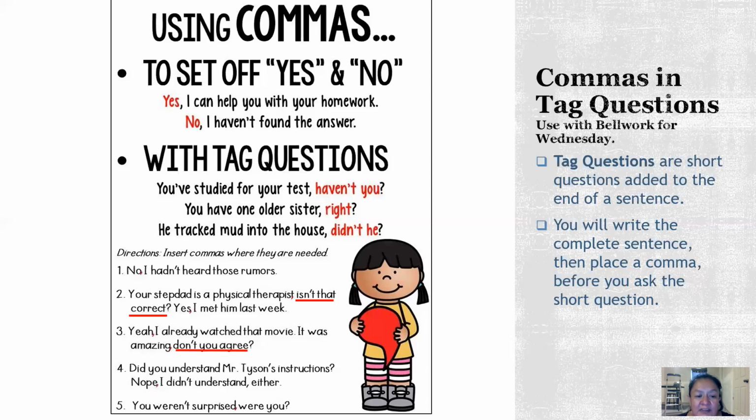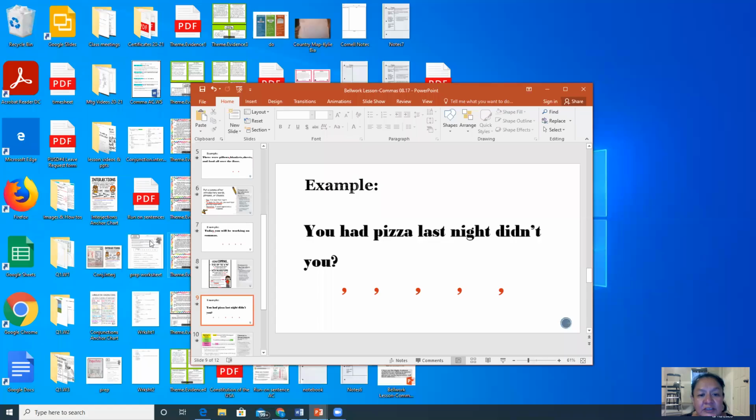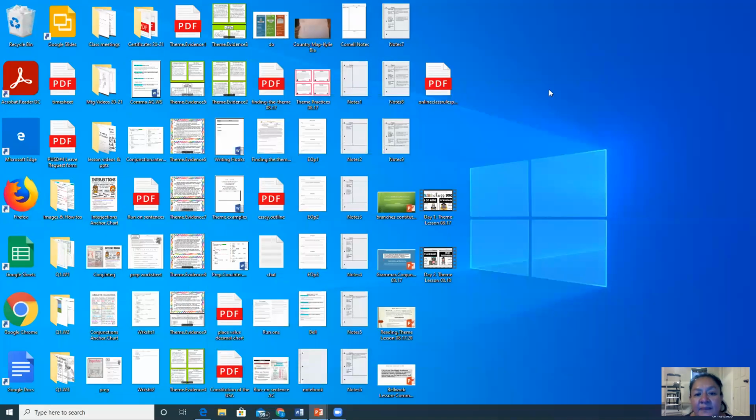And the last one is on number 5. You weren't surprised, were you? "Were you" is our short question. So there's a comma before our short question. So we will go to doing an example. Oops, sorry.